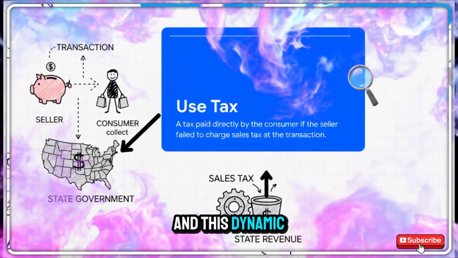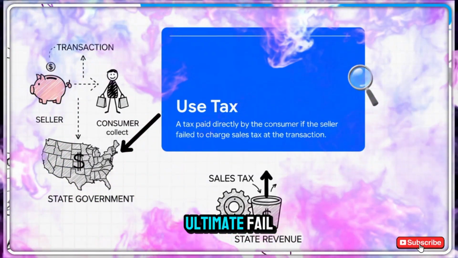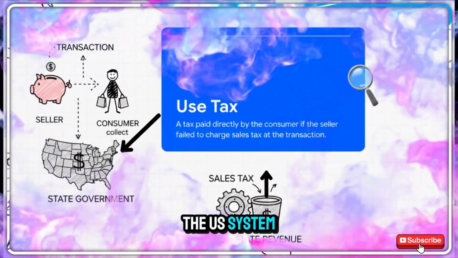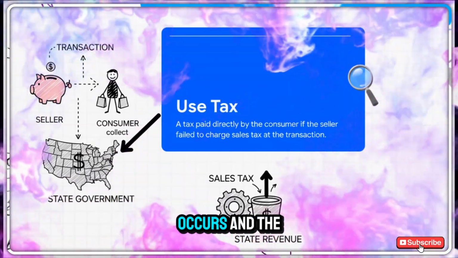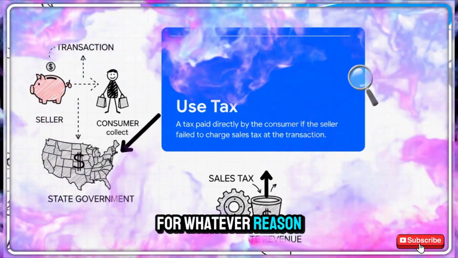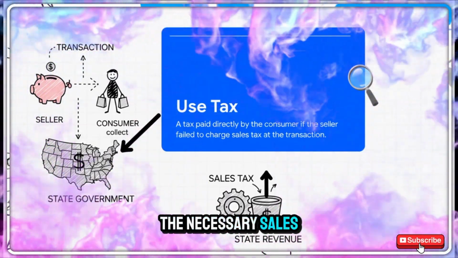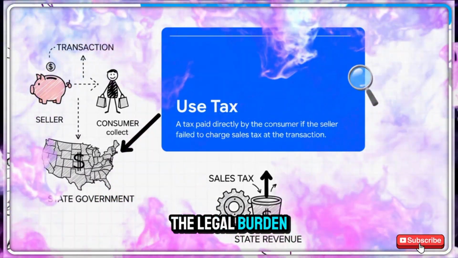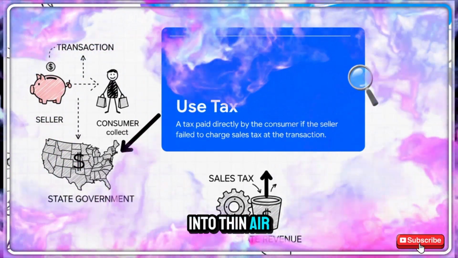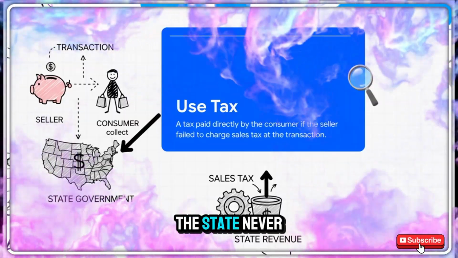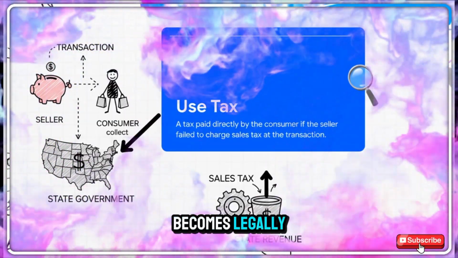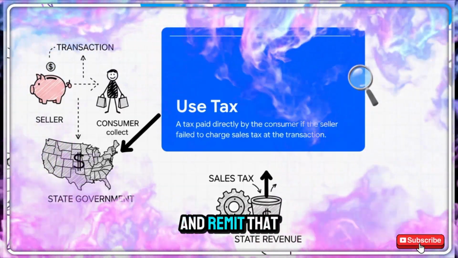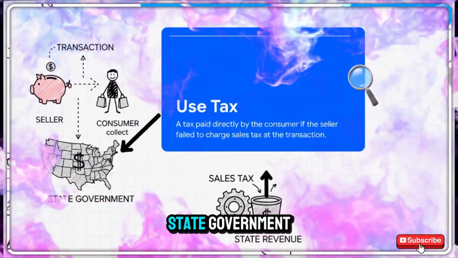And this dynamic perfectly illustrates the ultimate fail-safe mechanism of the U.S. system, which is the use tax. If a transaction occurs and the seller, for whatever reason, fails to collect the necessary sales tax up front, the legal burden doesn't just vanish into thin air, it simply shifts. The state never loses its revenue. Instead, the consumer becomes legally obligated to calculate and remit that tax directly to their state government.